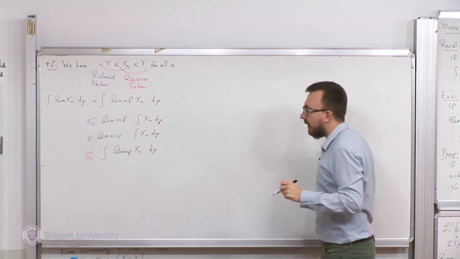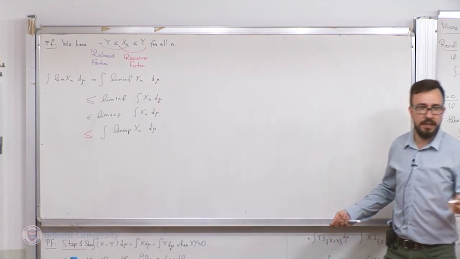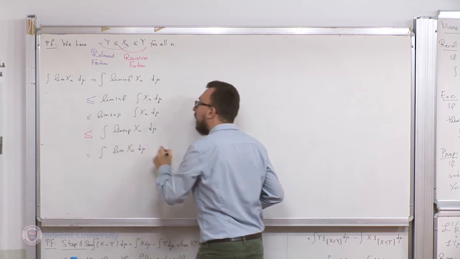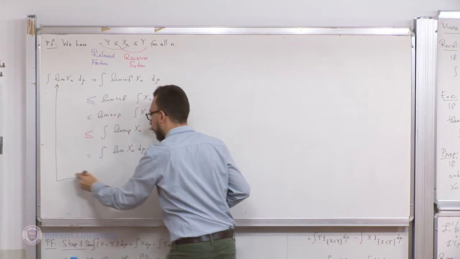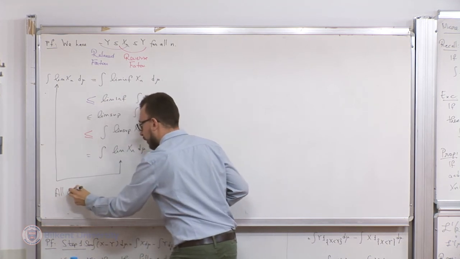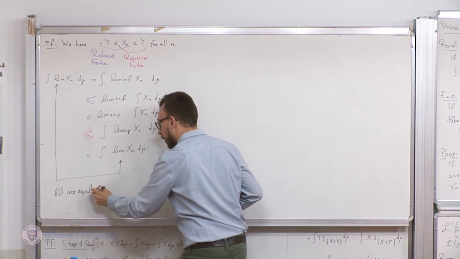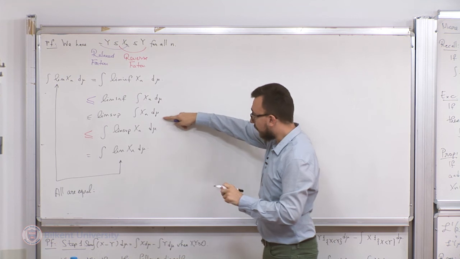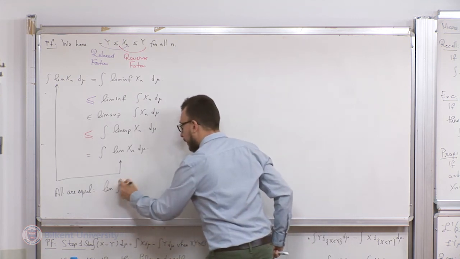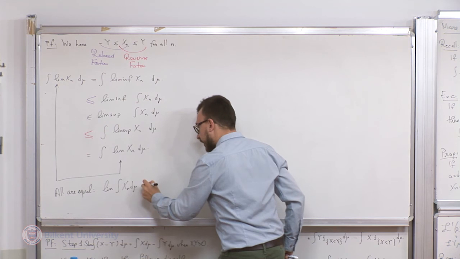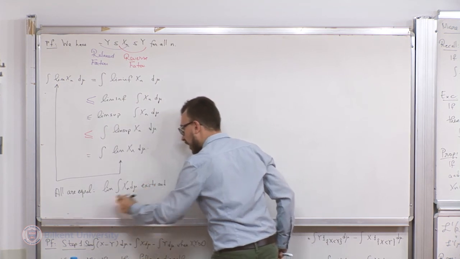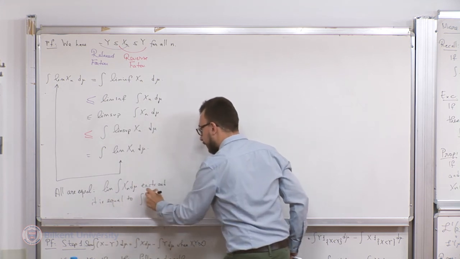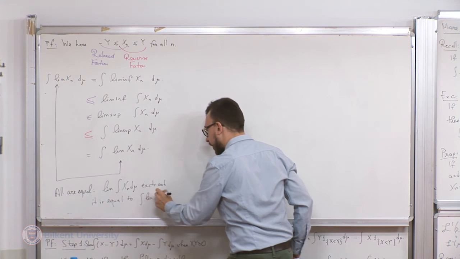And what is lim_sup of xn's? It is the limit of xn's. Therefore, they are all equal. In particular, we have the equality of the lim_inf and lim_sup of integrals, which means the limit of integrals exists, and it is equal to this one, the integral of the limit.